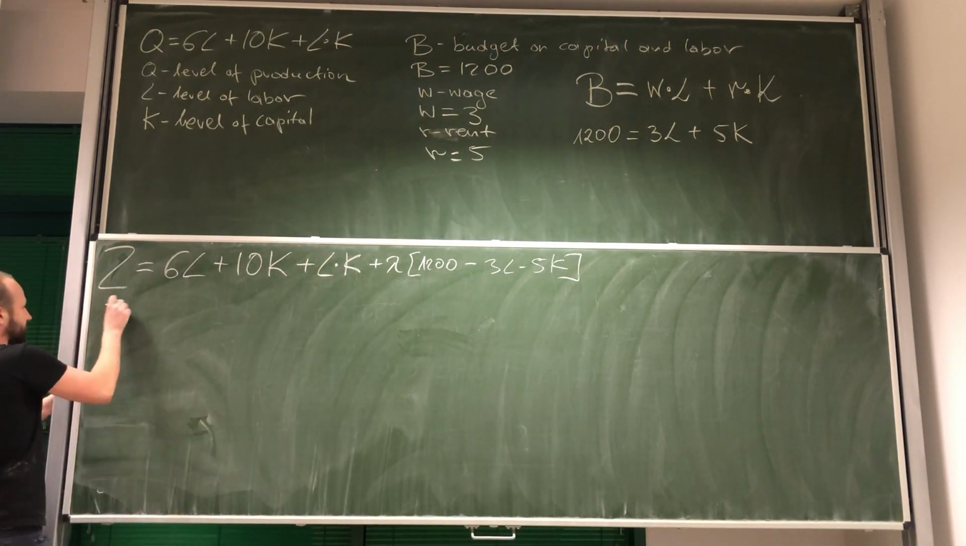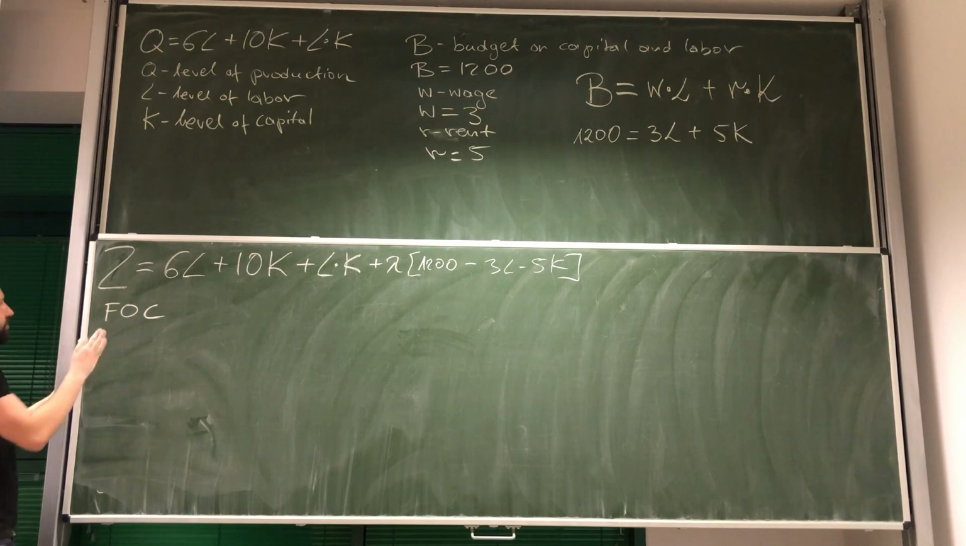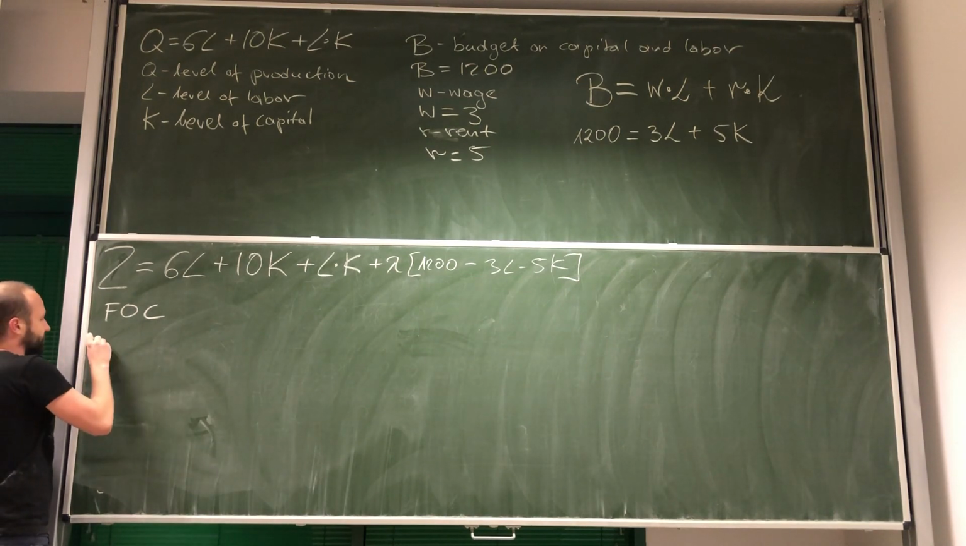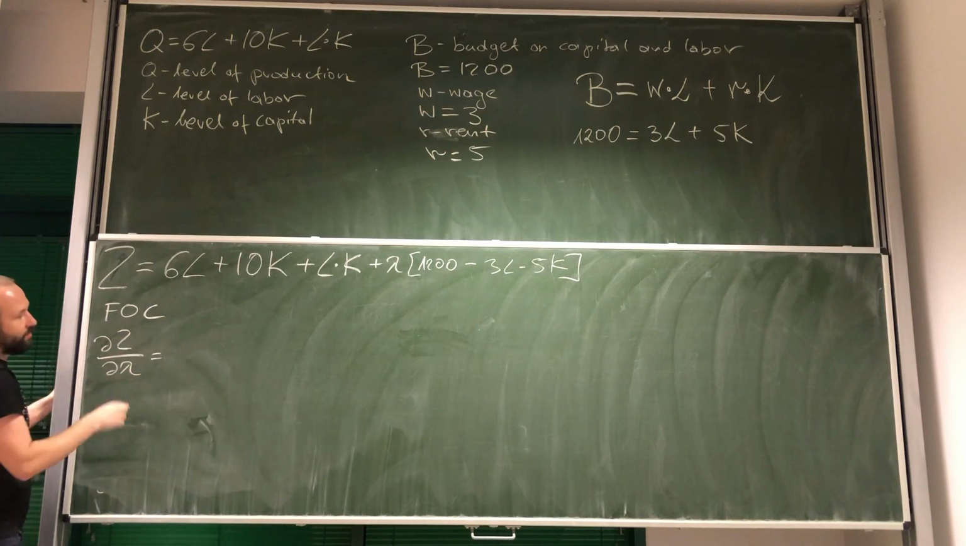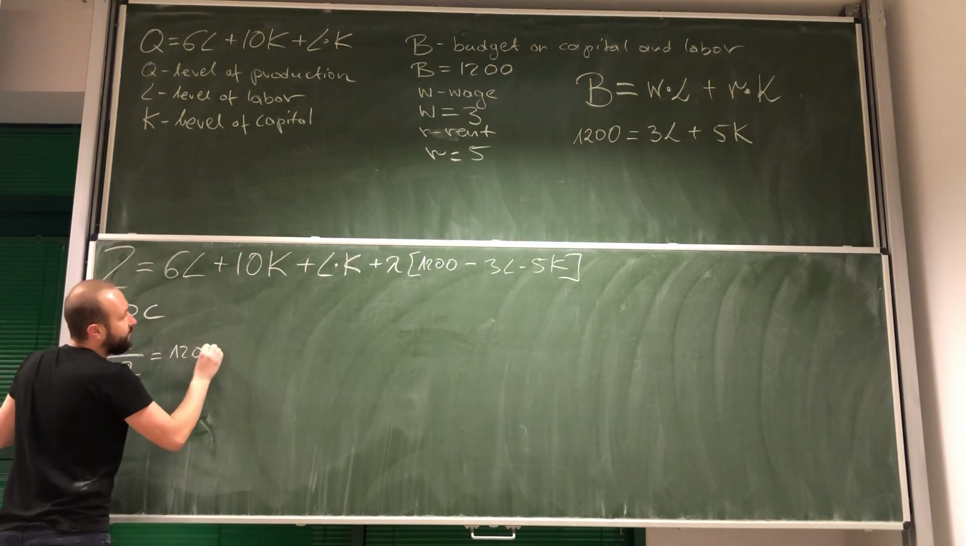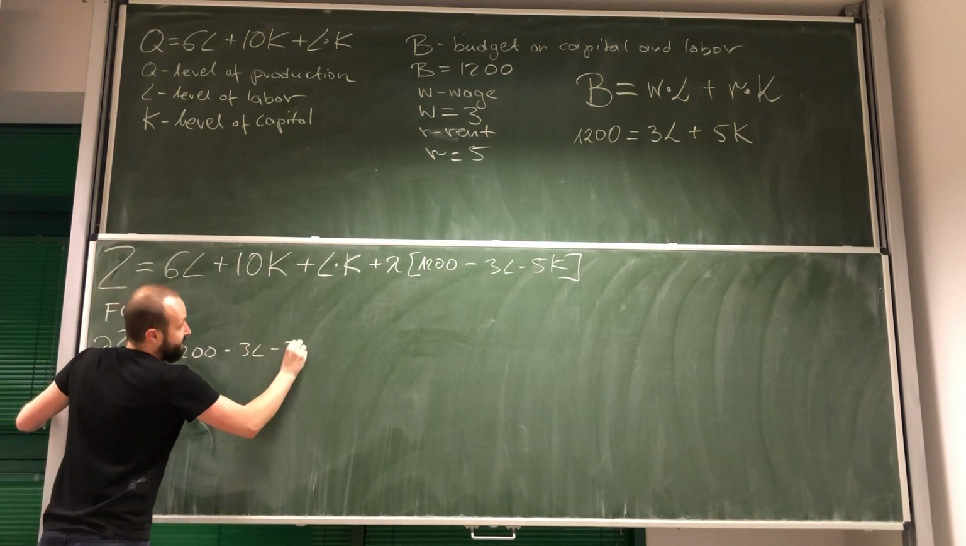So we use the first order condition, and for the first order condition, we differentiate this function first with respect to lambda, so we get the repetition of the budget constraint.